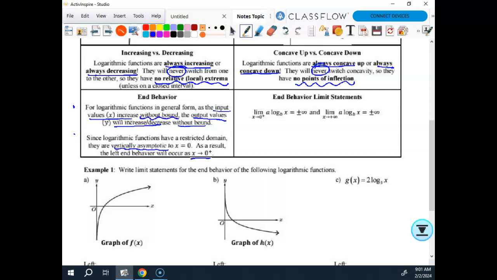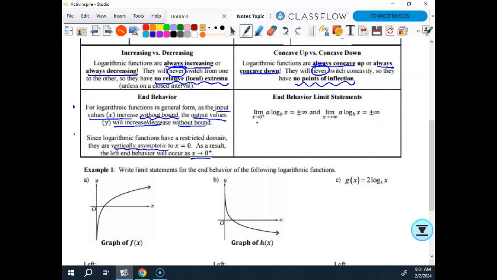All right, so then our end behavior limit statements. We read this as the limit as x approaches 0 from the right of the function. That's going to give me either positive or negative infinity, right? Because it's going to hit that asymptote. It's got to go in one direction. And then as x approaches positive infinity, or just infinity is fine, then the answer will be positive or negative infinity. Right? Sound good?